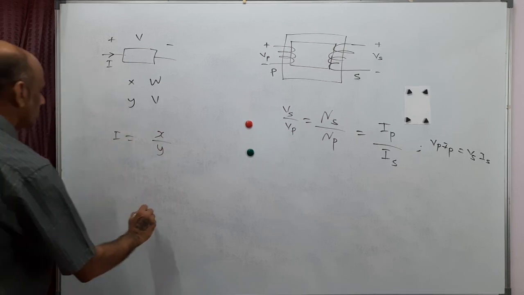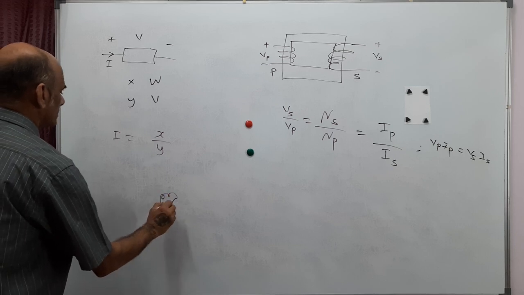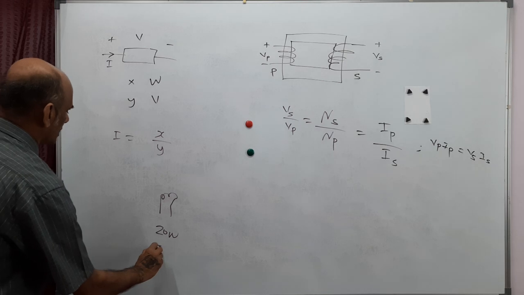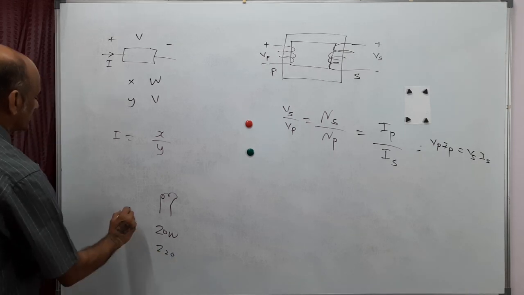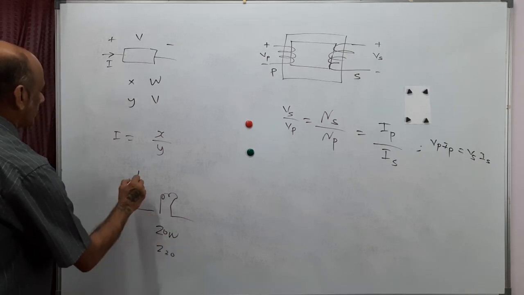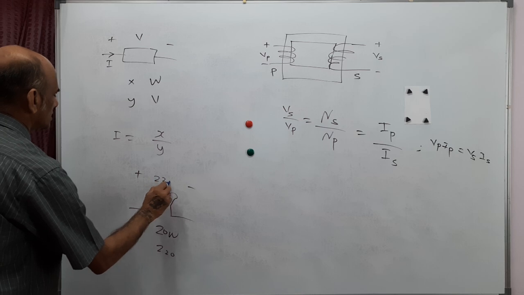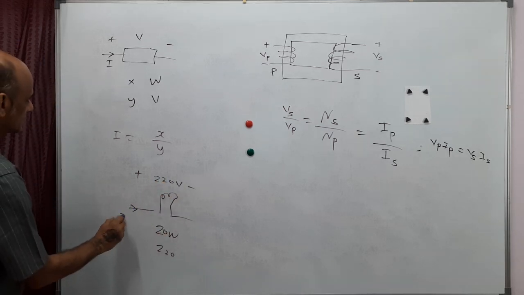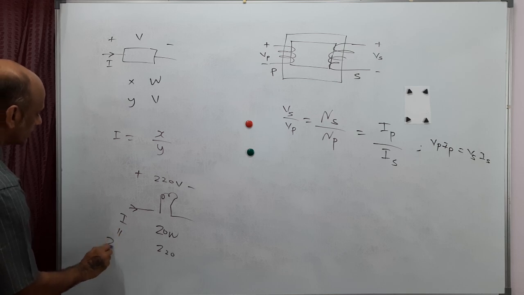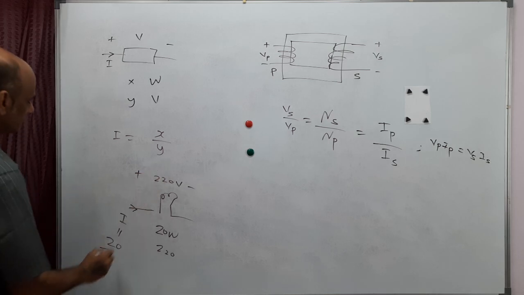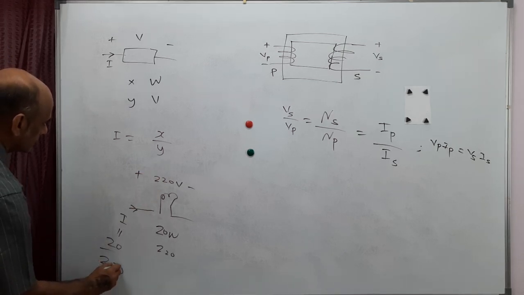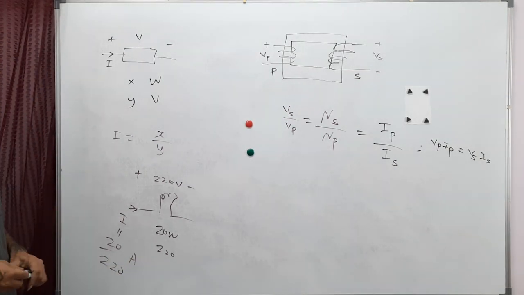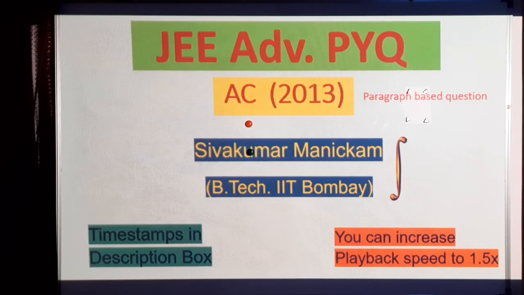For example, if I consider a bulb, say an LED bulb, 20 watts and 220 volts, that means if I supply a voltage of 220 across its terminals, it will consume a power of 20 watts. In that case, the current here will be the power rating 20 divided by the voltage 220, this many amps. So with this understanding, you can solve this JEE Advanced question.